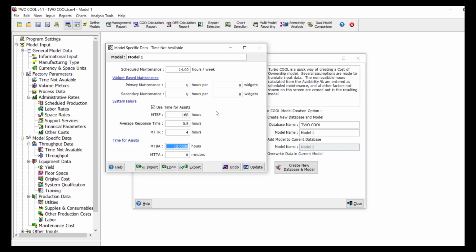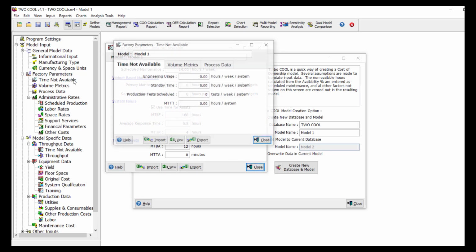Let's start by reducing the number of scheduled maintenance hours and adding inputs for mean time between failure and average response time. Next, we'll add data based on the factory parameters.